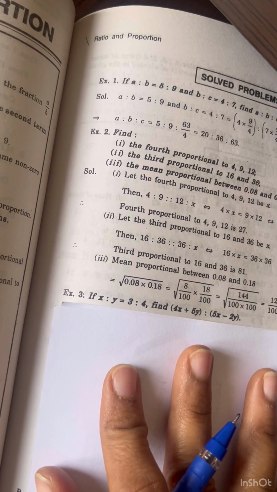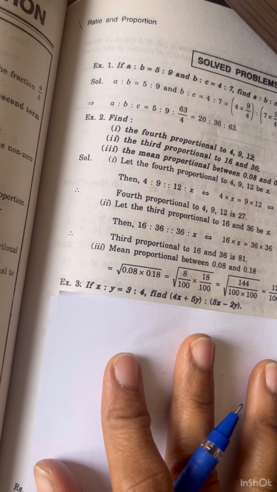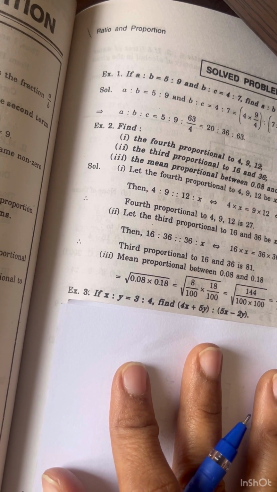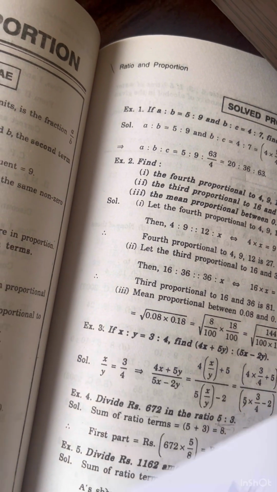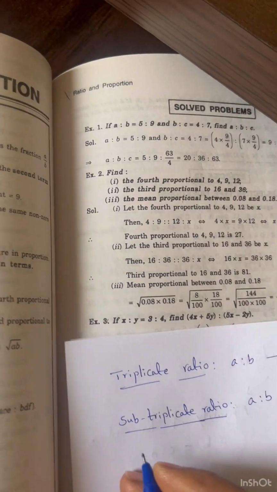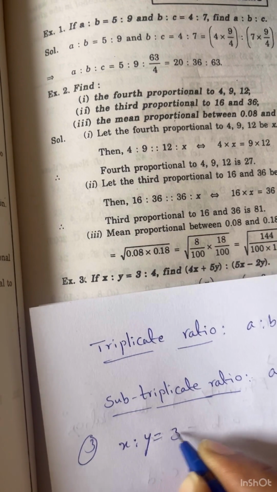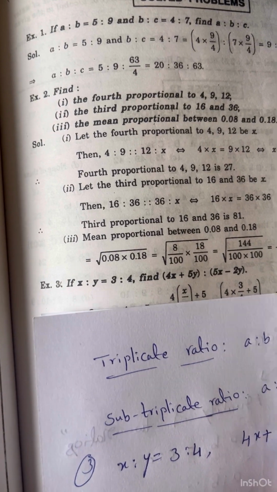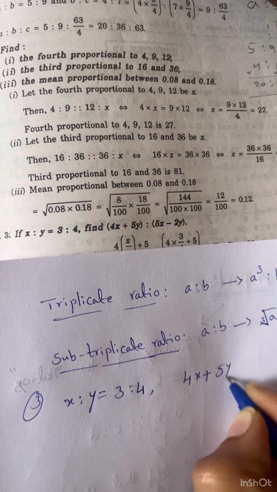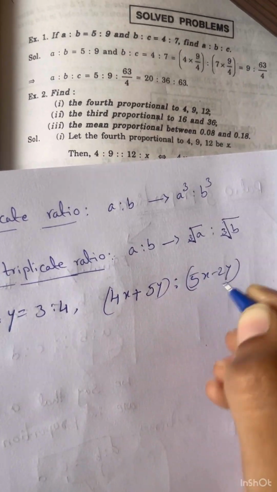So coming to the next question. Here they are asking to find 4x plus 5y is to 5x minus 2y, but they are already given x is to y is equal to 3 is to 4. It is very easy. Just write down first what is given. x is to y is 3 is to 4, and they are asking to find out 4x plus 5y is to 5x minus 2y.